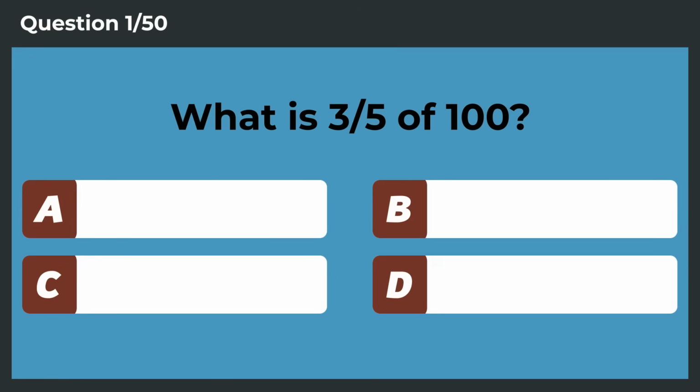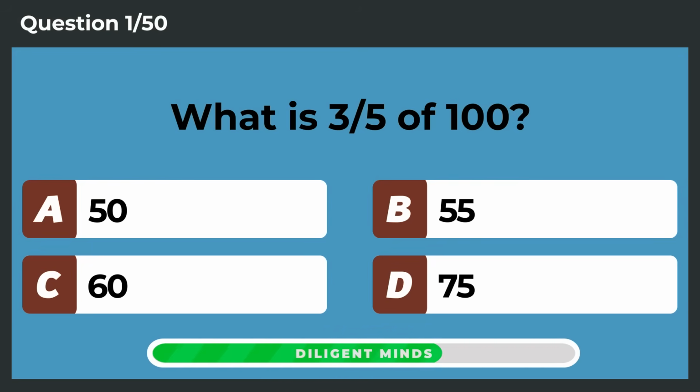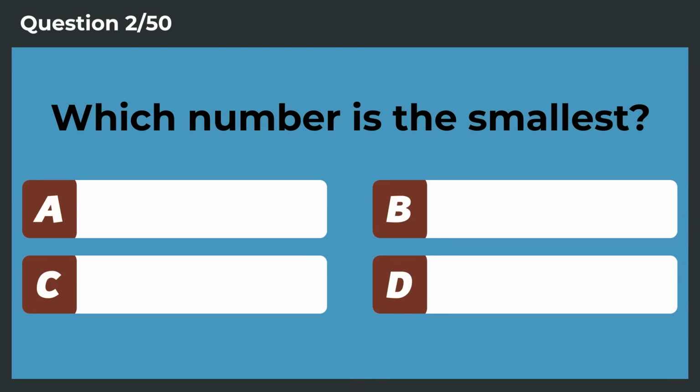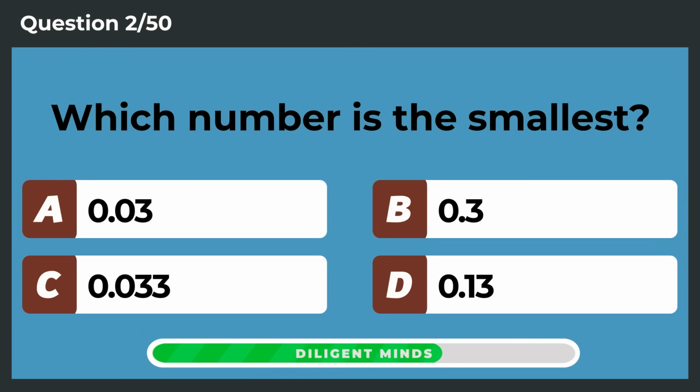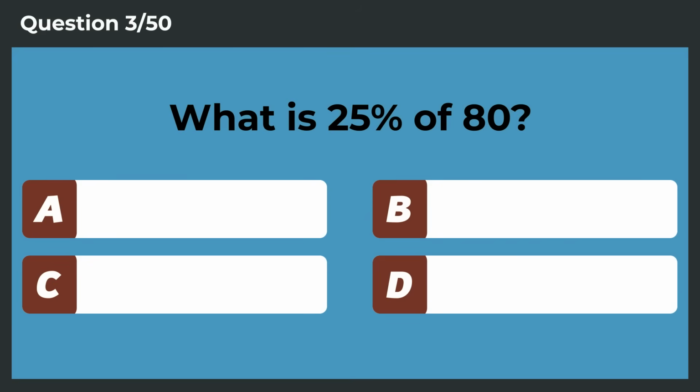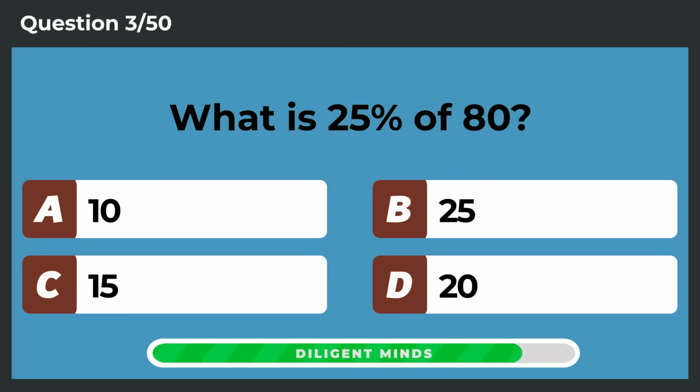What is 3/5 of 100? 60. Which number is the smallest? 0.03. What is 25% of 80? 20.